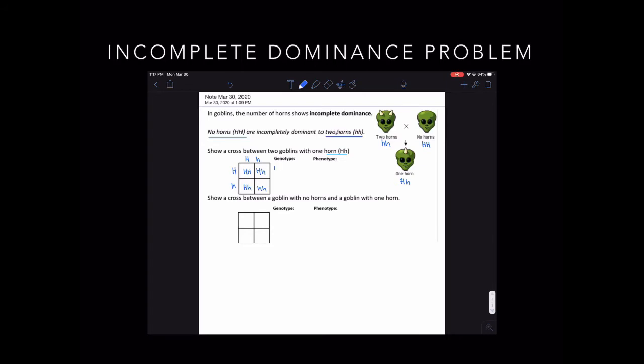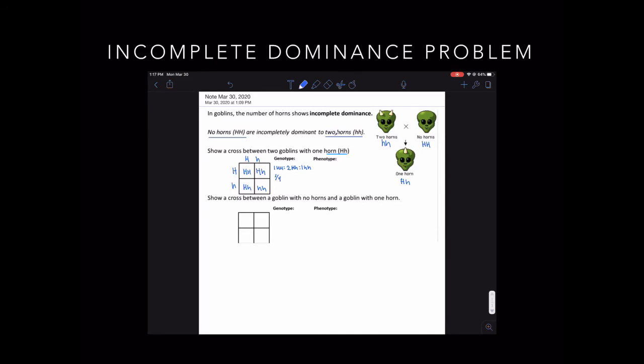For the genotype, there's 1 out of 4 homozygous dominant. And then there's 2 out of 4 heterozygous. And lastly, there's 1 out of 4 homozygous recessive. That's a 1 to 2 to 1 ratio.